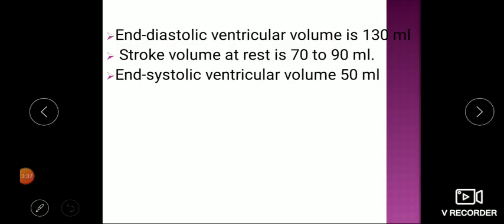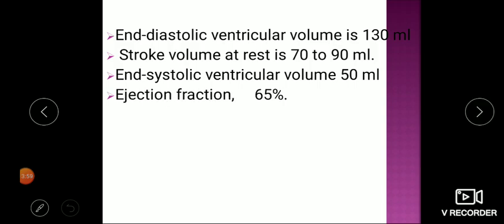Then at the end of systole, some amount of blood still remains in the ventricle. The ventricle is never totally emptied at the end of contraction. So that amount of blood present in the ventricle at the end of systole is called the end systolic ventricular volume. It is around 50 ml. That means out of 130, 70 to 90 is ejected, and 50 remains.